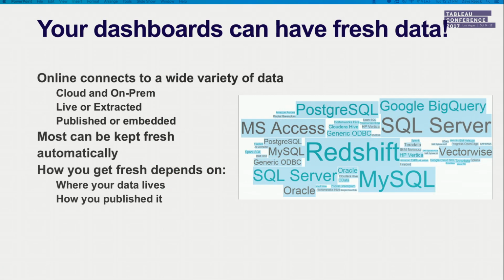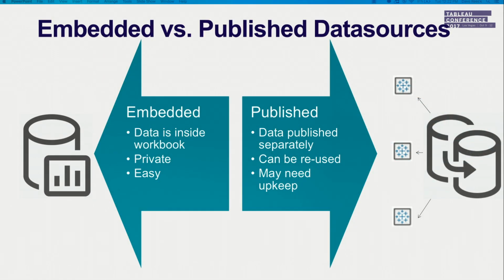There are lots of different types of data that online can connect to. The blue ones there are all cloud-based data. The gray ones are on-prem data. You can publish it in a variety of different ways, and we'll go into these a little bit later, so don't worry if all these words on the screen don't make sense yet. Almost everything can be kept fresh automatically. There are a few exceptions, but not very many. And the key thing to think about is that how you set up your publication really changes how you keep things fresh. So we'll dive into that pretty deeply.